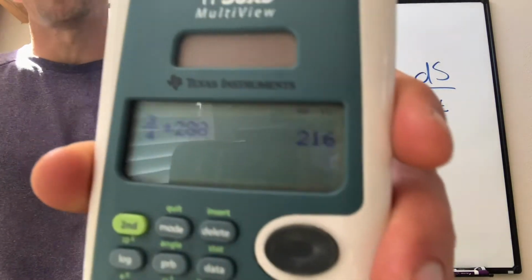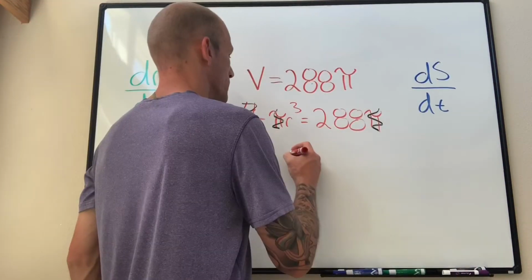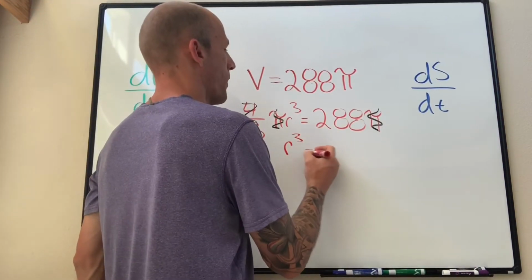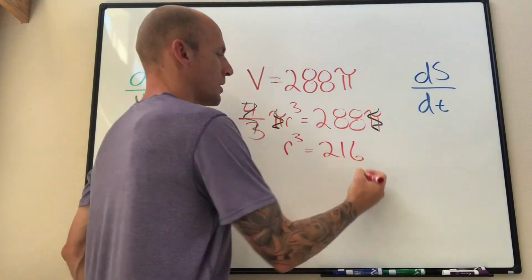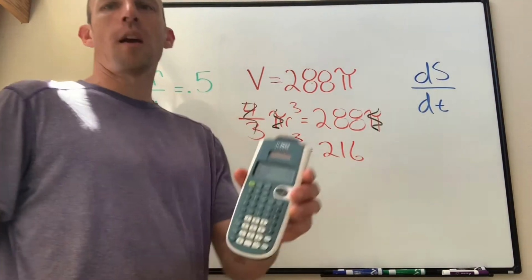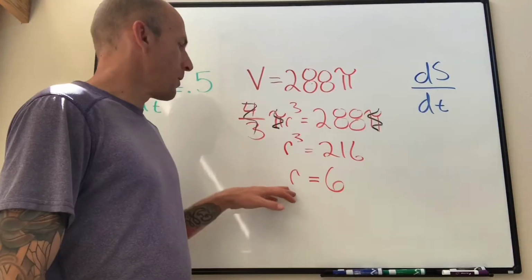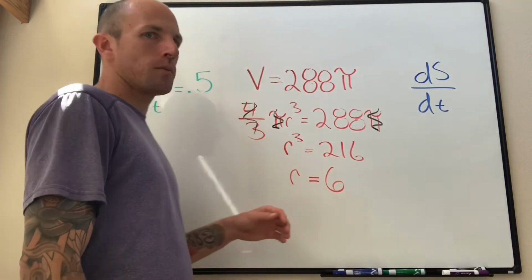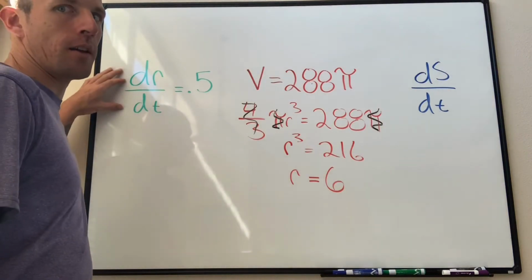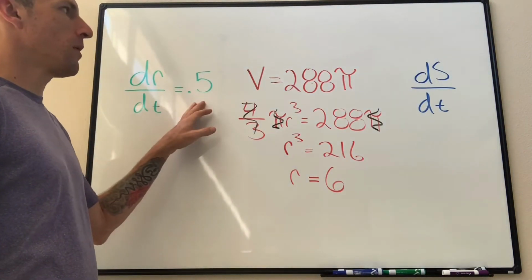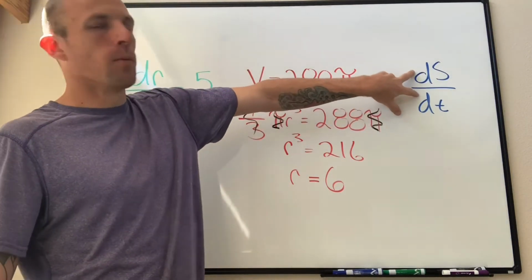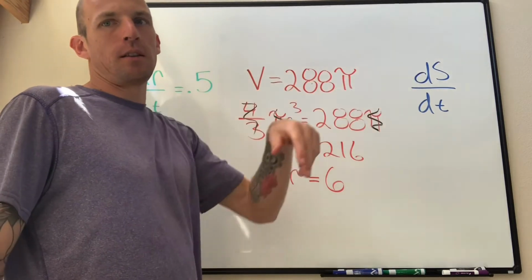3/4 of 288 is 216. So that leaves us with r to the third power equals 216. Cube root both sides. And the cube root of 216 is 6. We've found that our radius is equal to 6. We know that dr/dt is equal to 0.5. But the thing that we want is dS/dt.